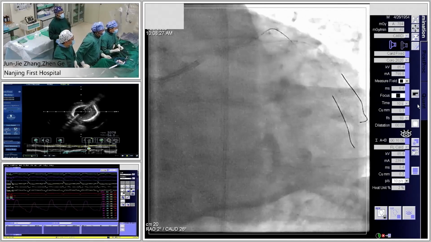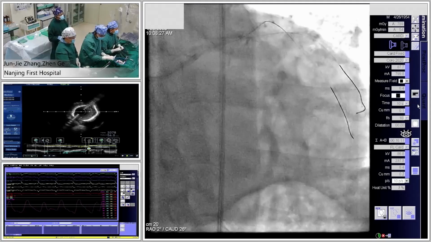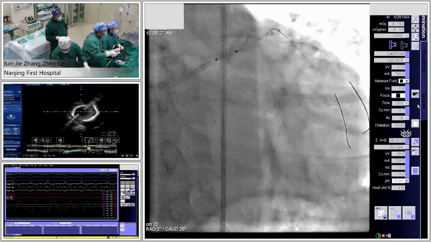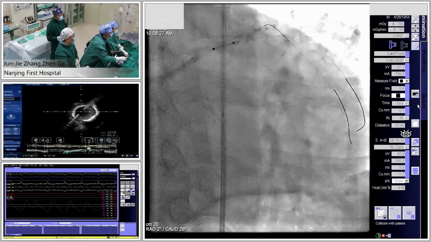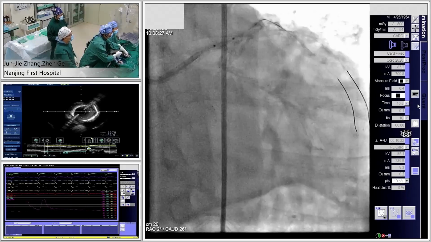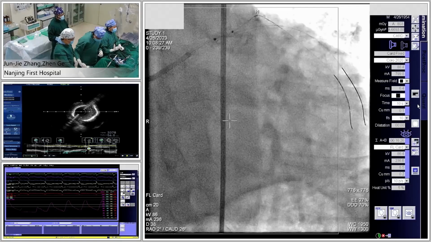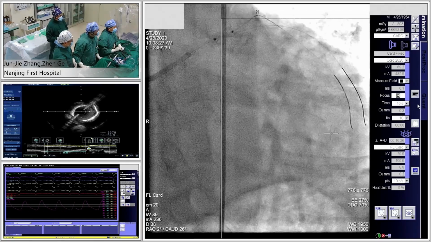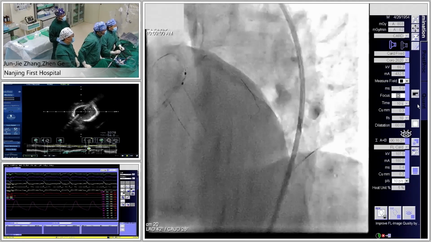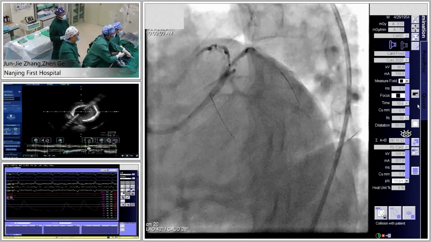You can see there are two wires, one in the LAD and another in the diagonal. In this case, we used a femoral approach with a 7 French EBU 3.5 guiding catheter to get strong support. I think going to spider view, we can see clearly, to facilitate the balloon positioning. Yeah, I think it's good.